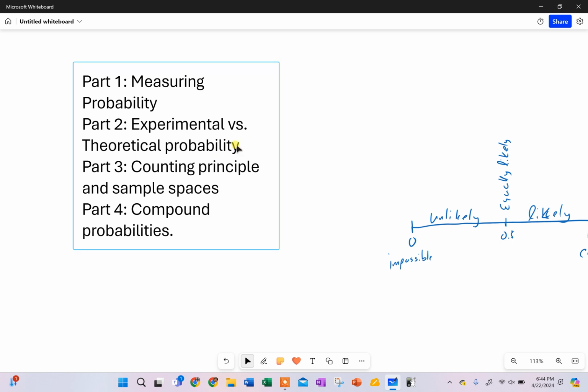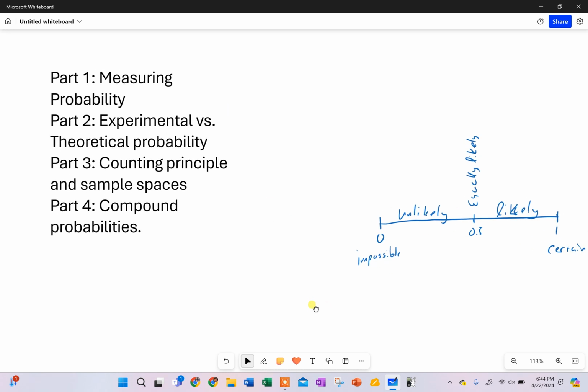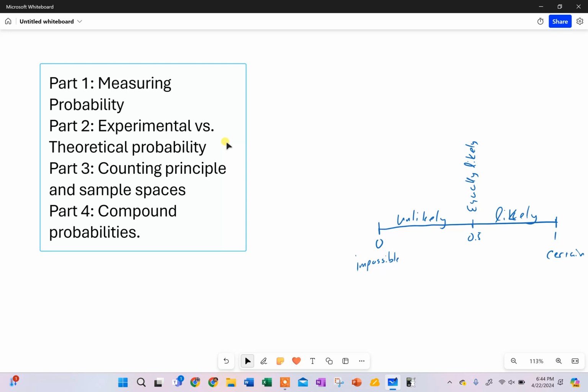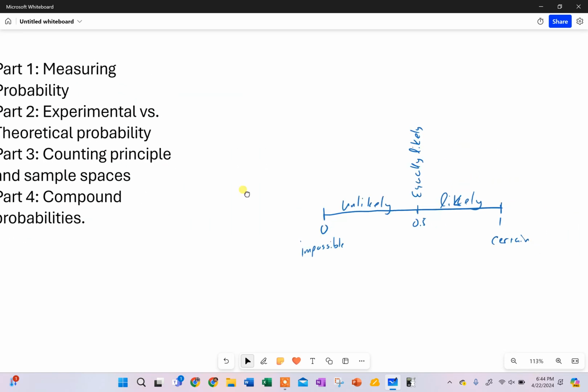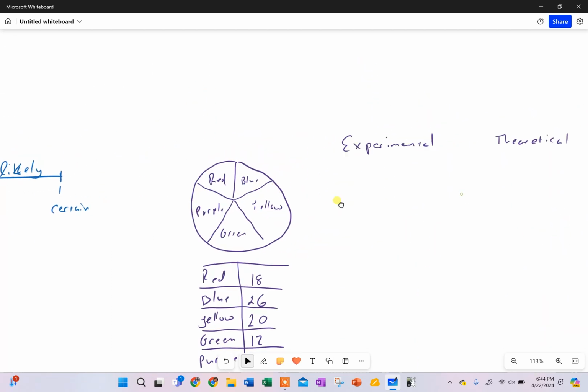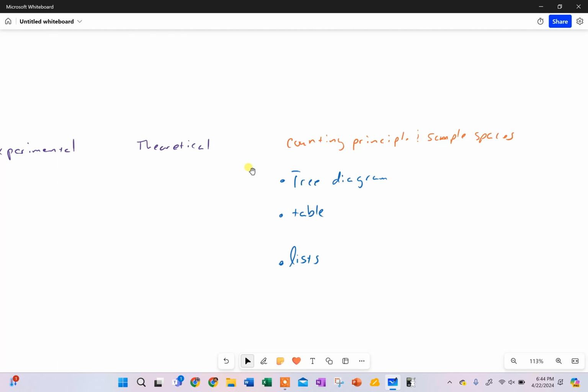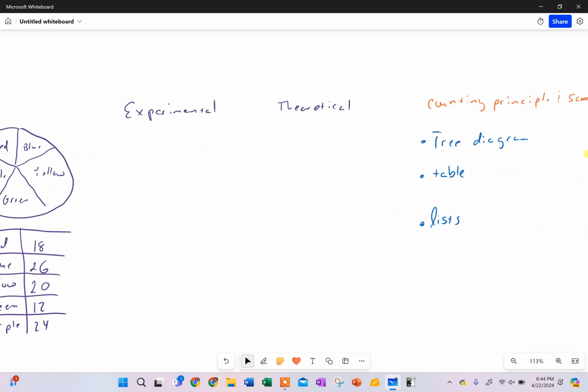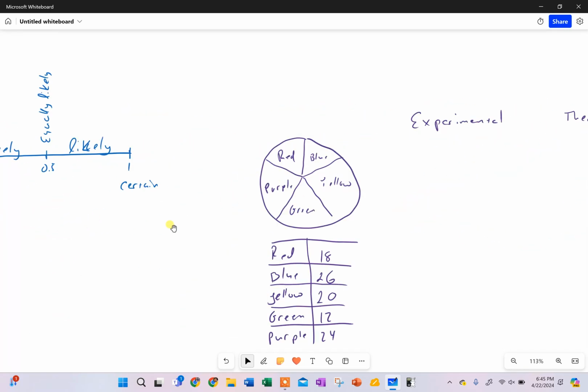I'm going to do a video on probability, and I'm going to break this into 4 parts. Each part is a different color. Measuring probability is going to be in blue. Part 2, experimental versus theoretical probability, is in purple. Counting principle and sample spaces is supposed to be in orange. And the last one is compound probabilities, and that will be in red.